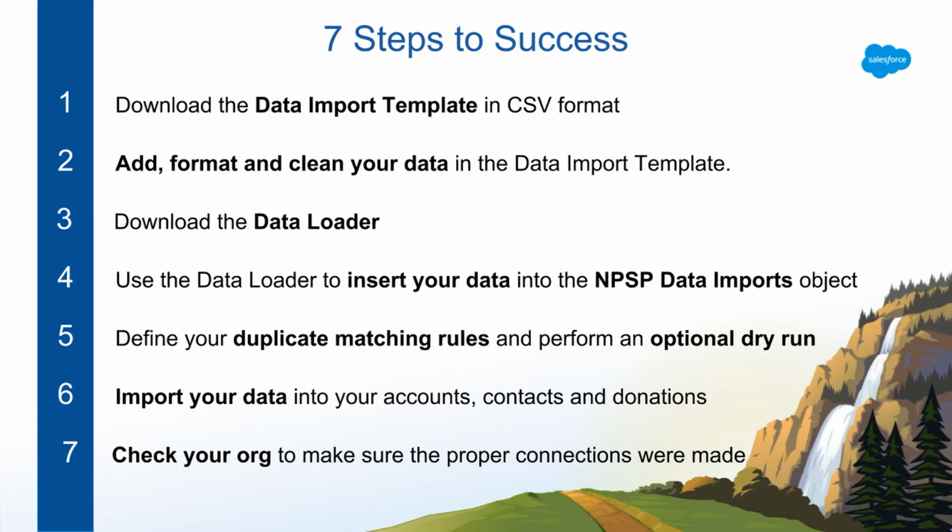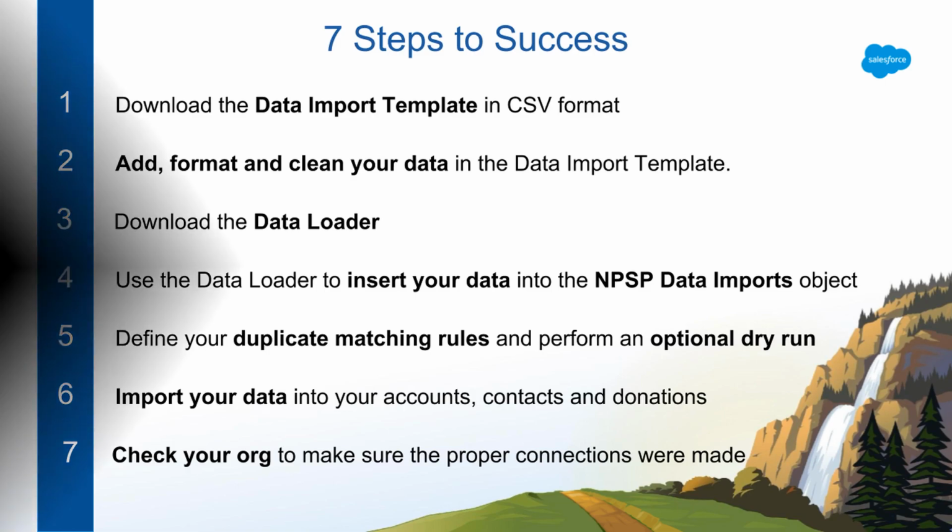Number 2, we're going to add, format, and clean the data in the template. Number 3, we're going to download the data loader. Number 4, we're going to use the data loader to insert our data into the NPSP data imports object. Number 5, we're going to define our duplicate matching rules. Number 6, we're going to import our data. And number 7, we're going to check the data. So in this video, in part 1, we're going to cover steps 1 through 3. And then in our next video of this series, part 2, we'll go through steps 4 through 7.